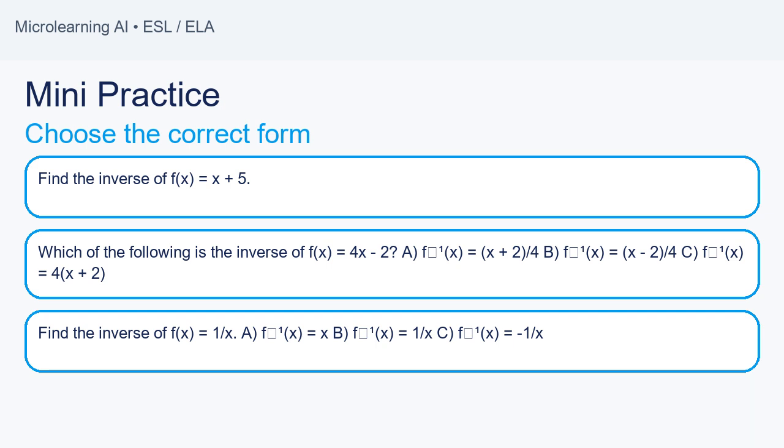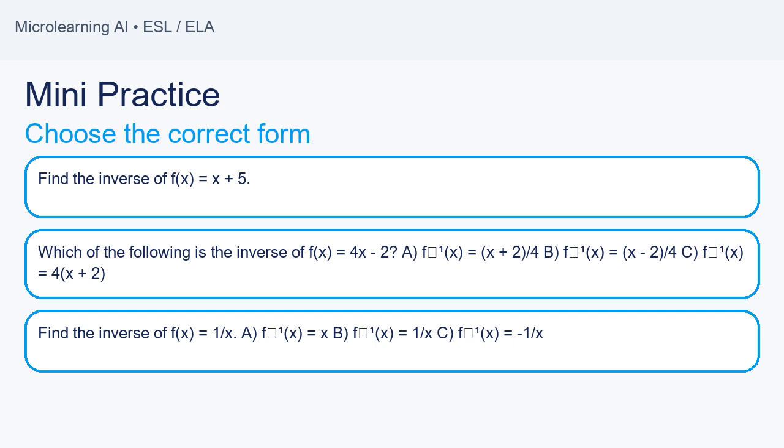2. Which of the following is the inverse of f(x) equals 4x minus 2? A. f⁻¹(x) equals (x plus 2) over 4. B. f⁻¹(x) equals (x minus 2) over 4. C. f⁻¹(x) equals 4x plus 2. Answer: A.